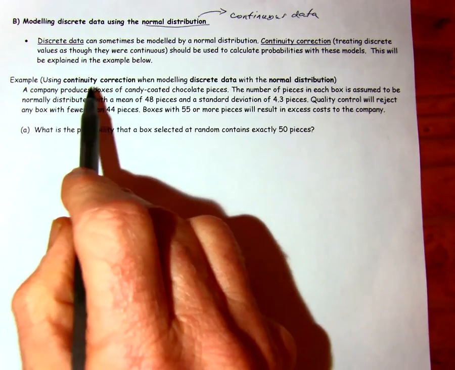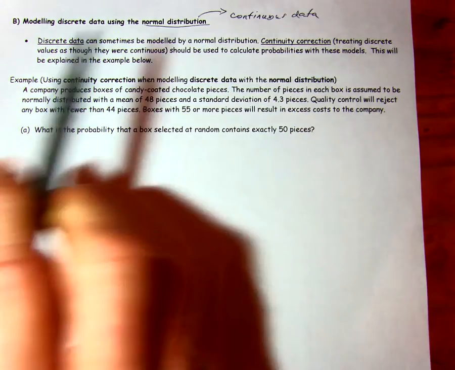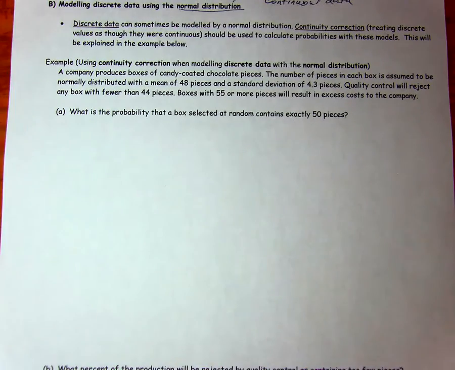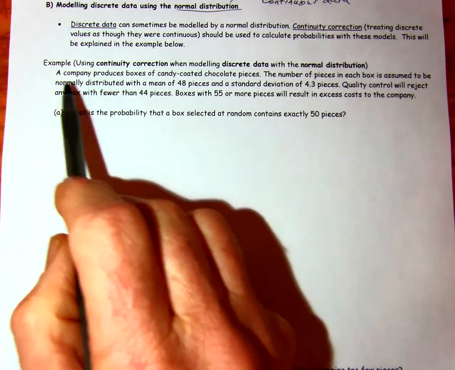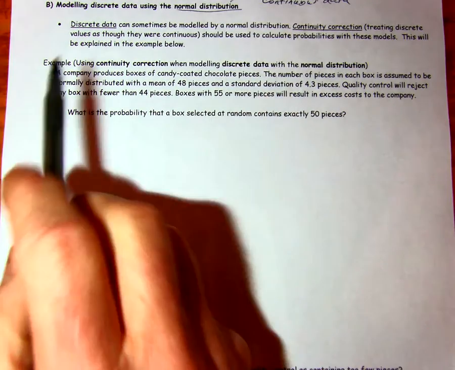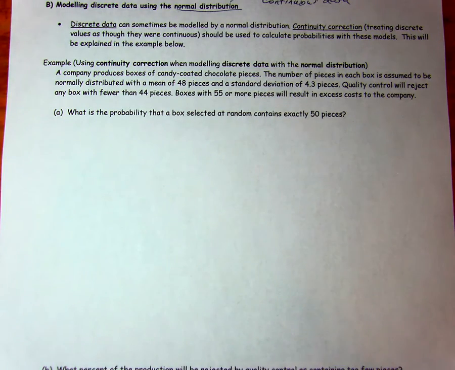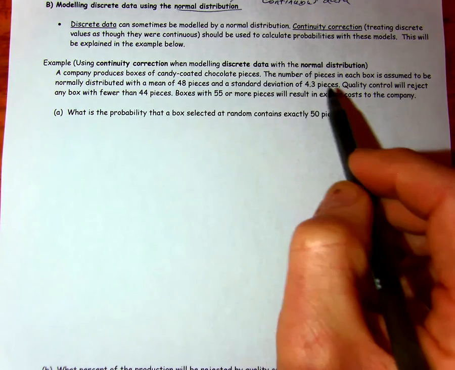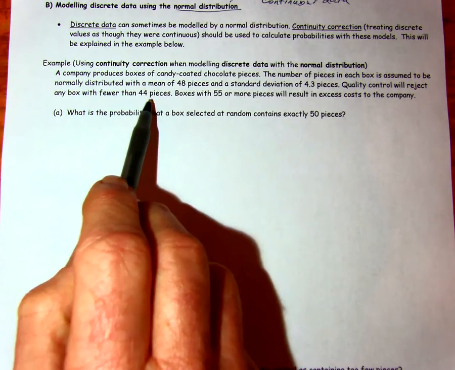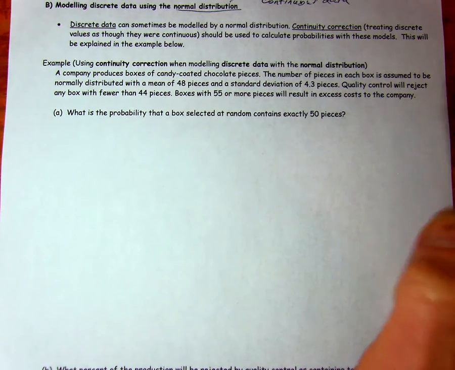Here's an example of using continuity correction, which I haven't explained yet, when modeling discrete data with the normal distribution. This is the exact example from the textbook. A company produces boxes of candy-coated chocolate pieces. The number of pieces in each box is assumed to be normally distributed with a mean of 48 pieces, and a standard deviation of 4.3 pieces. Quality control will reject any box with fewer than 44 pieces, and boxes with 55 or more pieces will result in excess costs to the company.